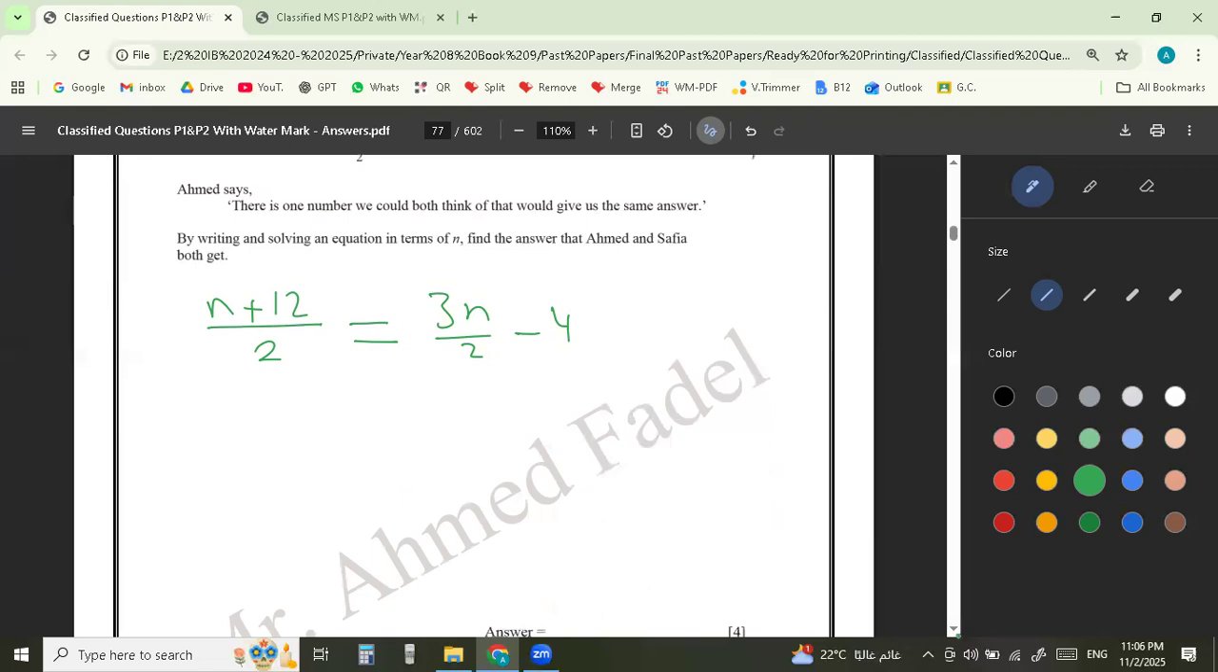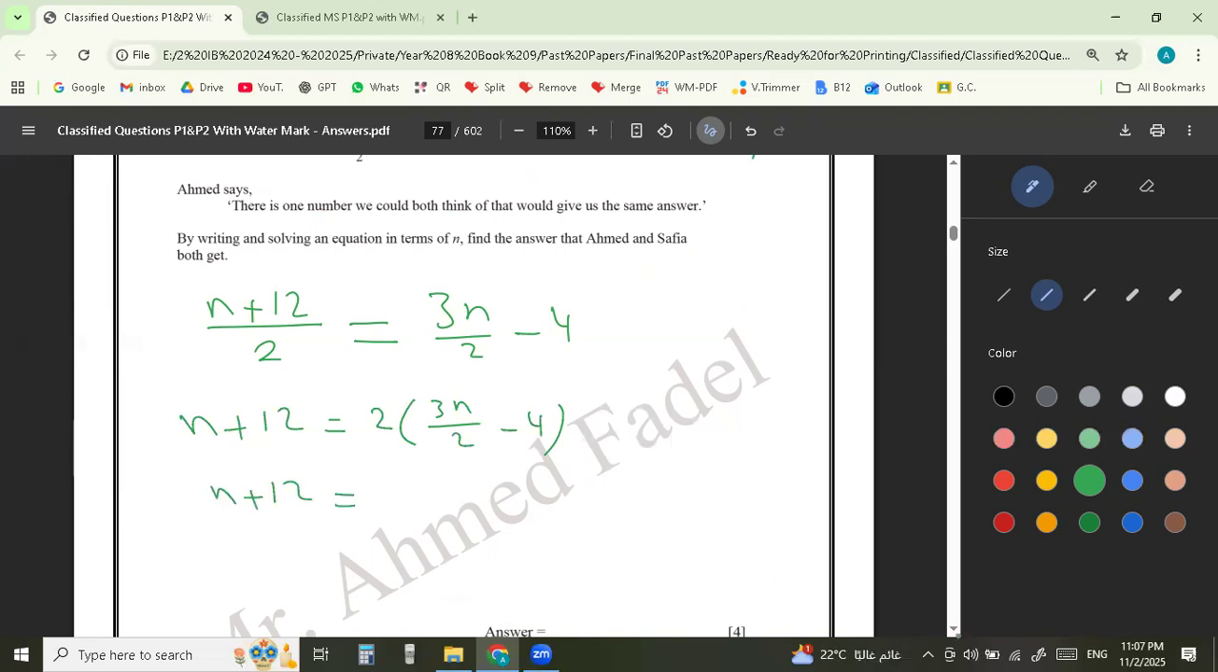Here, n plus 12 over 2 equals 3n over 2 minus 4. How are we going to do that? Well, I need to get the n's together and send any other numbers to the other side. The first thing I'm going to do is send the divided by 2 there, as multiplication, to the other side. So I'm going to have n plus 12 equals, send the 2 over there, so it is going to be 2 multiplied by 3n over 2 minus 4. Let's do it.